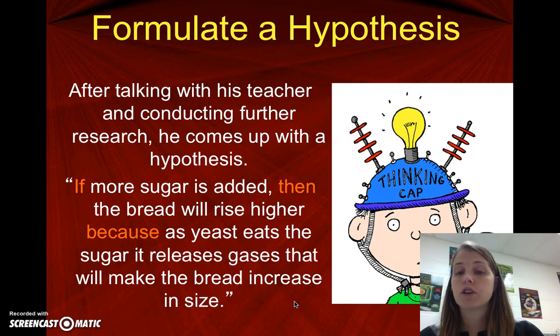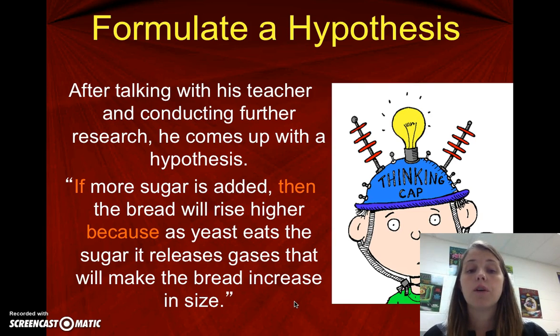So if more sugar is added, then the bread will rise higher because as yeast eats the sugar, it releases gases that will make the bread increase in size. So again, if more sugar is added, that's what we're changing. Okay, then the bread will rise higher, that's what we're measuring. Because as yeast eats the sugar, it releases gases that make the bread increase in size. So if his hypothesis is correct, we should see that as long as we increase the sugar, the bread will just get bigger and bigger and bigger.